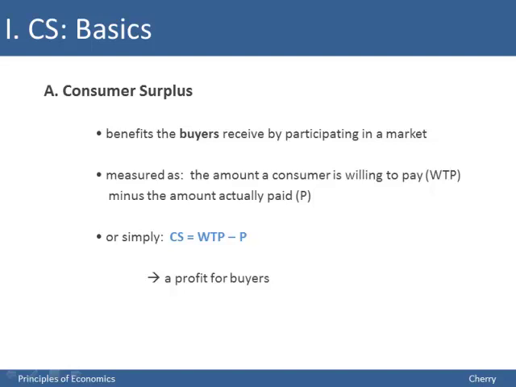It's the profit that the buyer received from the market transaction. In a sense, the product gave you benefits worth what you're willing to pay, but you only paid for part of those benefits. So in a sense, that product gave you benefits that you didn't pay for. So that's the profit for buyers. And we'll go over a couple of examples later.